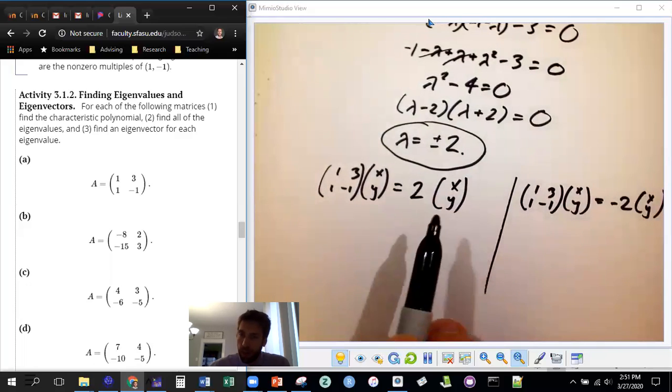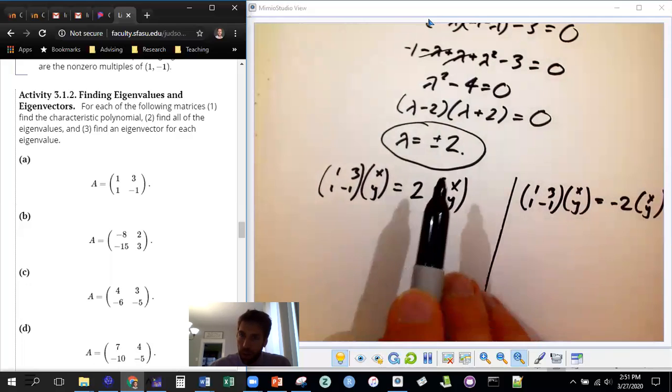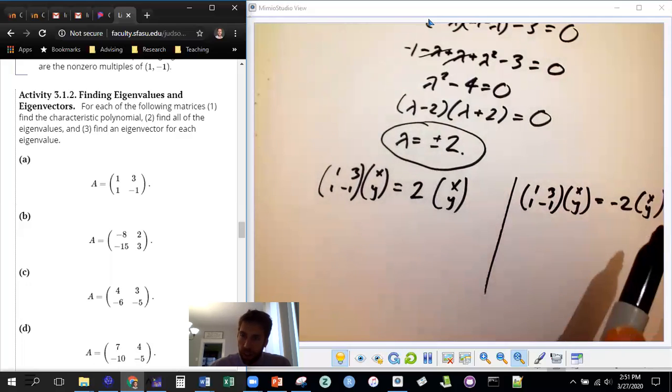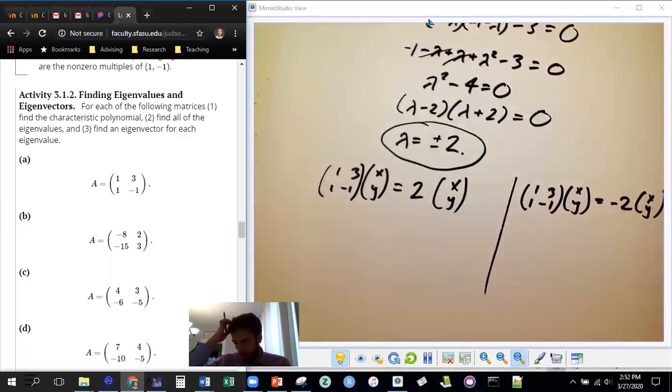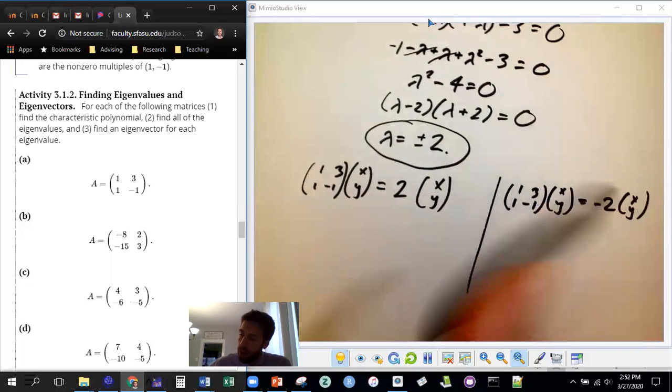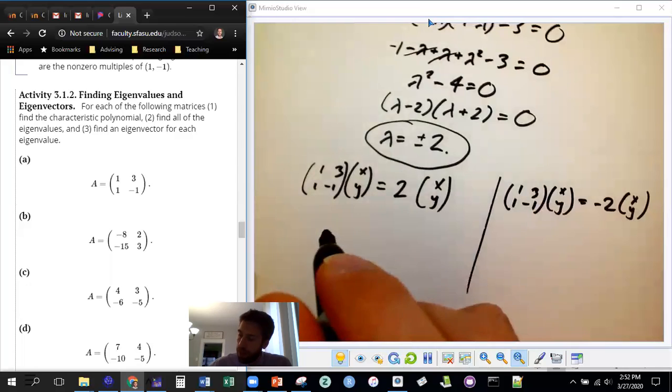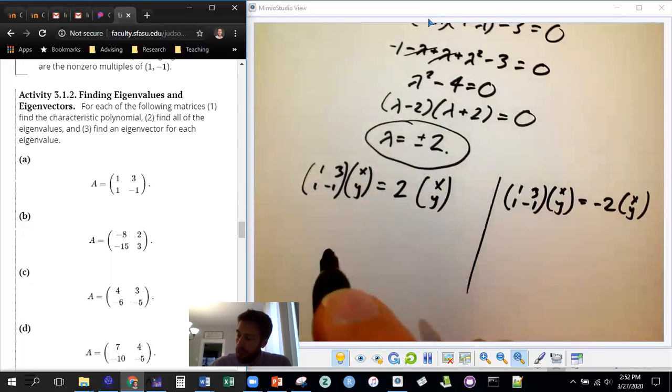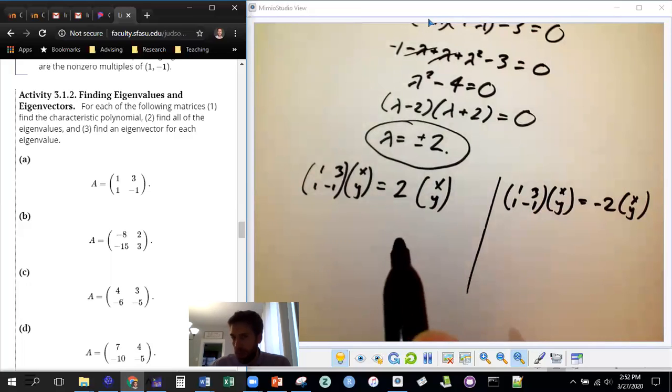So this will be the eigenvector for the positive 2. This will be the eigenvector for the negative 2. Okay. So now that means that this is not quite the fastest way we could do it. If I'm only teaching you technique, I might as well teach you the fastest way.